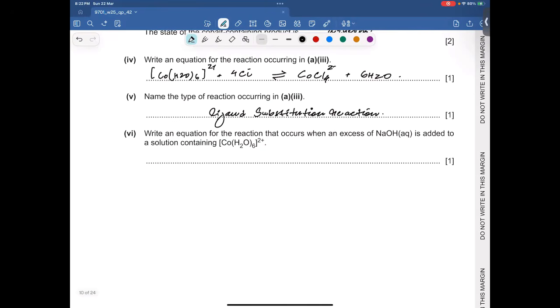Write an equation for the reaction that occurs when an excess of NaOH is added to a solution of this. We have done this equation in the class also. Let me remind you. This is aqueous cobalt 2+ ions. And when we add a small amount of hydroxide, it undergoes an acid-base reaction, which is also called precipitation reaction, and will turn to this complex or this product.